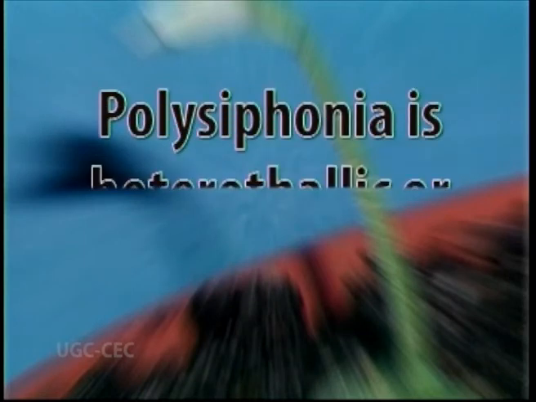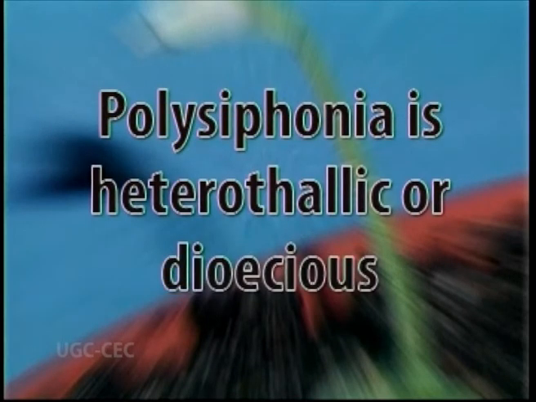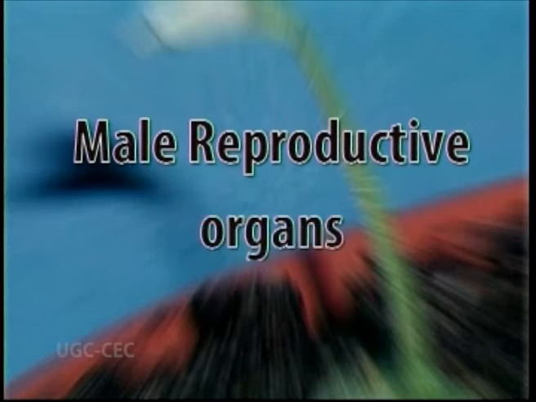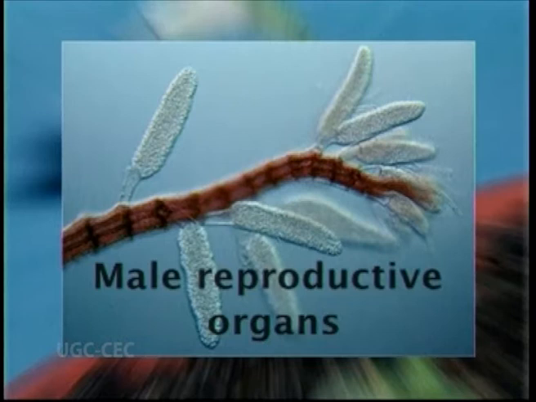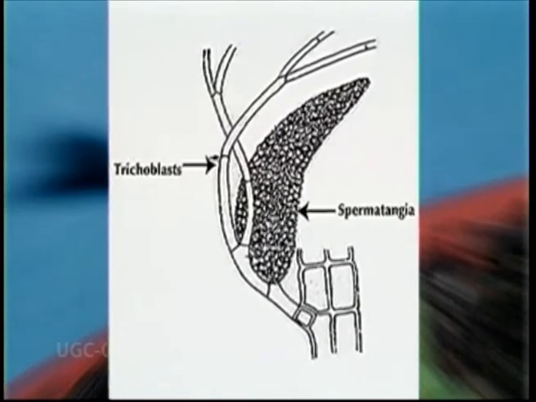Polysiphonia is heterothallic or dioecious. The male and female plants are morphologically similar, which bear male and female reproductive organs respectively. First, we will discuss male reproductive organs. The reproductive organs are called spermatangia or antheridia. Now the position of spermatangia.